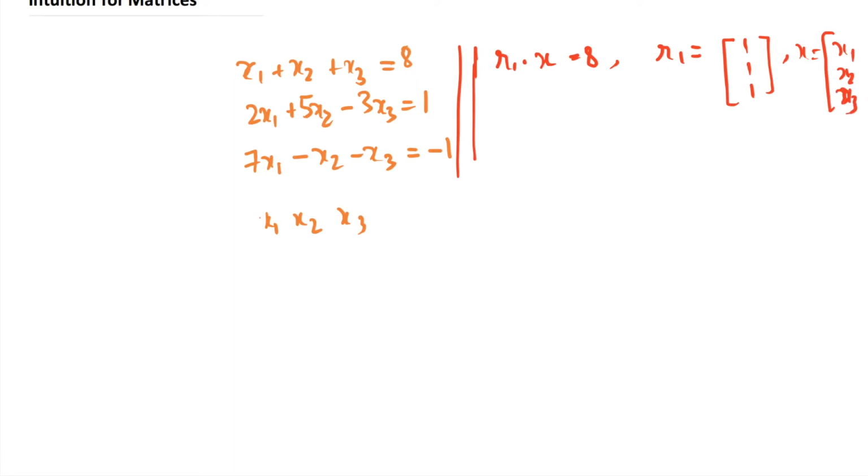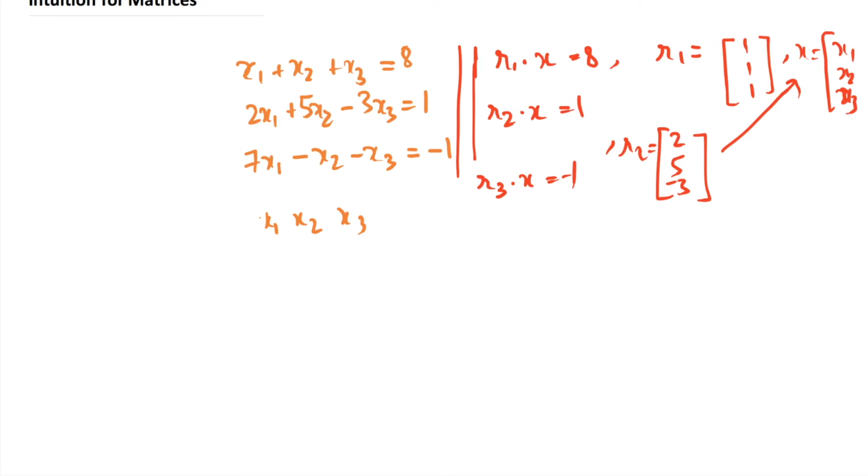Likewise, the second equation can be written as r2 dot x is equal to 1, where r2 is equal to 2 5 minus 3 and x is the same, x1 x2 x3. And the third equation can be written as r3 dot x is equal to minus 1, where r3 is equal to 7 minus 1 minus 1, and again x is this guy.